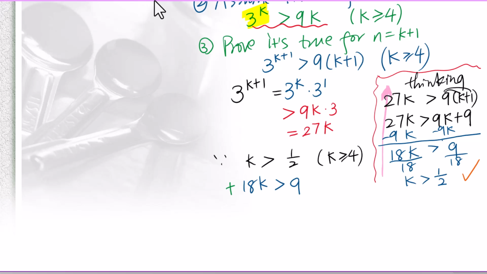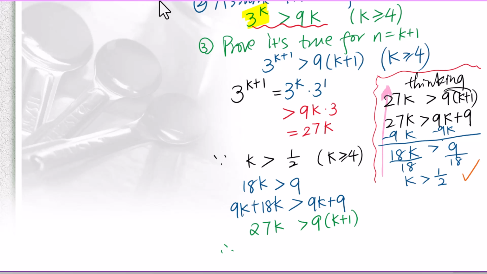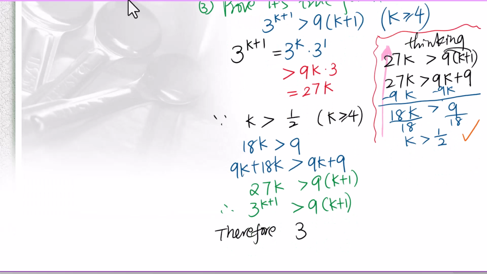Then we need to add 9k both sides. 9k plus 18k greater than 9k plus 9. So we got 27k greater than 9 times k plus 1. So 3 to the power of k plus 1 greater than 9 times k plus 1. Therefore, 3 to the nth power greater than 9n for n greater than or equal to 4.